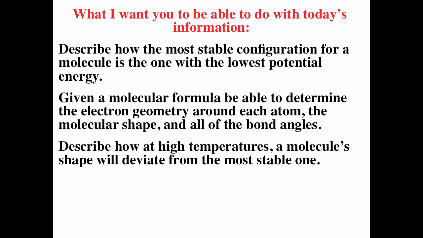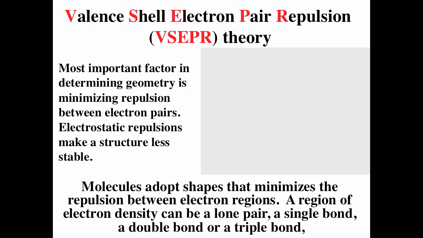Now, after watching this video, you should be able to describe how the most stable configuration for a molecule is the one with the lowest potential energy. Given a molecular formula, you should be able to determine the electron geometry around each atom, the molecular shape, and all of the bond angles. And you should be able to describe how at high temperatures a molecule's shape will deviate from the most stable one. And so VSEPR stands for valence shell electron pair repulsion. And it's a very simple theory.